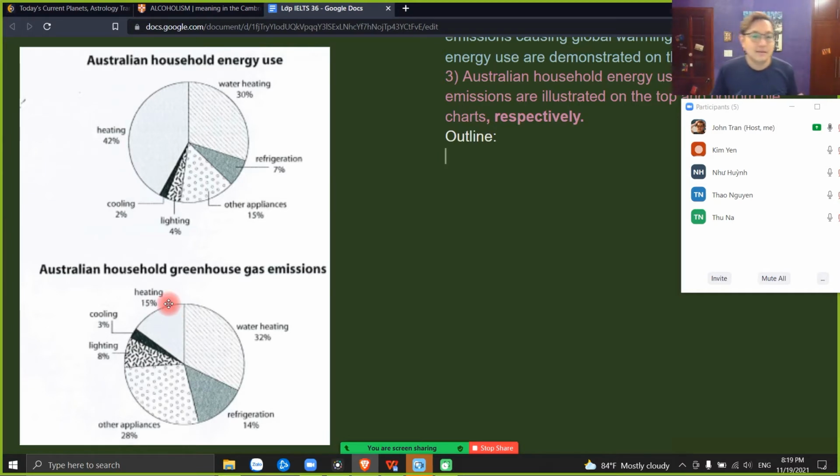And then most of the other energy uses result in much more greenhouse gas emission, isn't it? Phần đông những cái sự sử dụng khác thì nó tạo ra cái kết quả, nó gây ra được nhiều cái sự xả thải khí hơn nhiều, đúng không các bạn? Yep. With the exception of water heating, ngoại lệ của cái water heating.